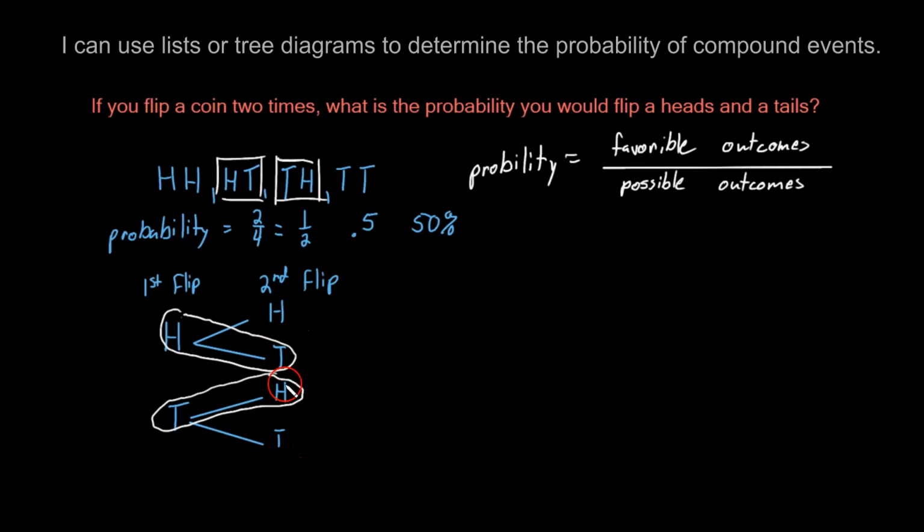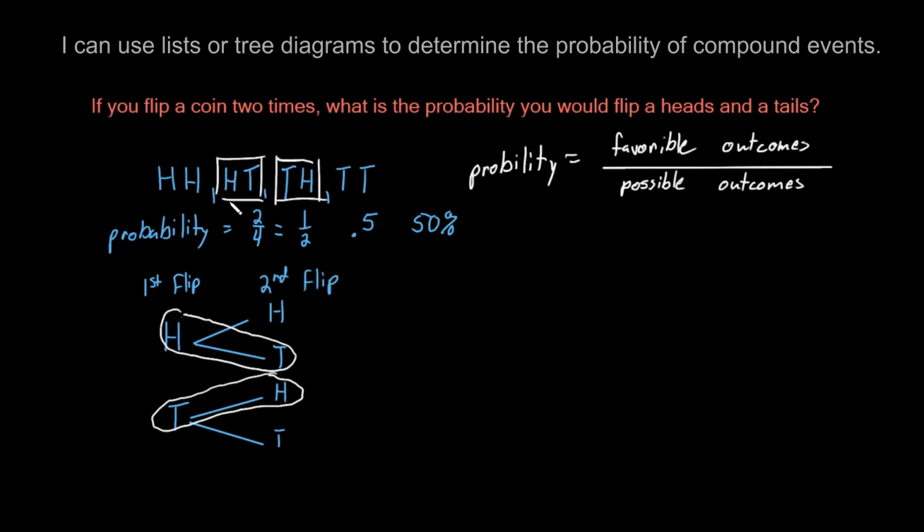So once again, there's 2 favorable outcomes with 1, 2, 3, 4 possible outcomes. So again, this would be the exact same. So we'd get 1/2 or 0.5 or 50% using a tree diagram. So this is just maybe a way to visualize what is going on, and you can actually use this to make a list if you prefer that method.